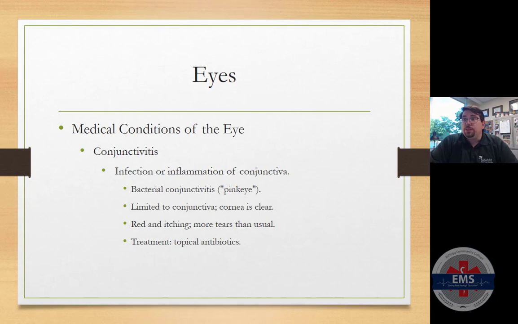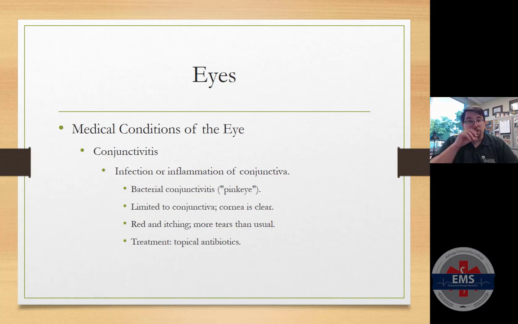Conjunctivitis is another one that we typically deal with. Conjunctivitis is going to be an infection or inflammation of the conjunctiva. Typically, we think of this as pink eye, right? Bacterial conjunctivitis is where you get some type of bacteria in there and it grows and it creates that crusty, nasty pink eye that we typically deal with. It's localized, it's limited to the conjunctiva, right? So the cornea itself remains nice and clear. But we do see a lot of redness and itching and typically more tears produced.